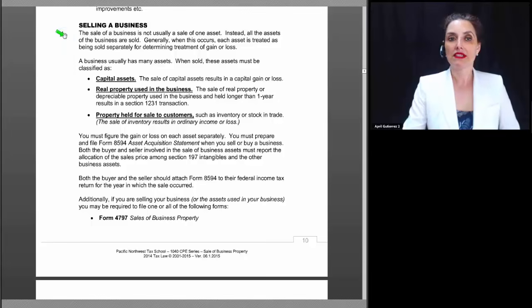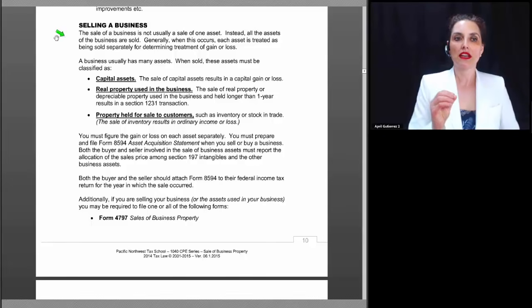So the sale of a business is not usually the sale of one asset. Instead, all assets of the business are generally sold. And when this occurs, each asset is treated as being sold separately for determining the treatment of gain or loss.